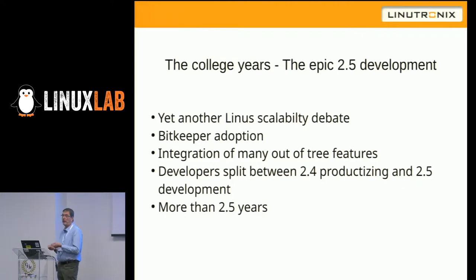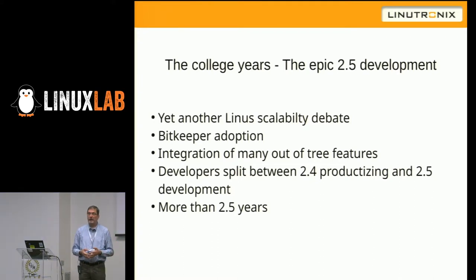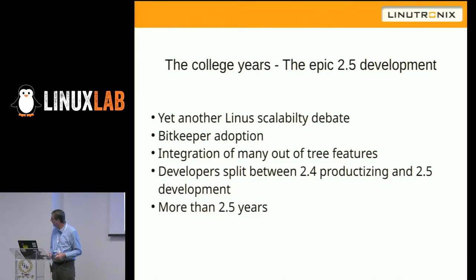Also, the problem was that a lot of the developers were already employed by the distro vendors at that point. So they were only working part-time on 2.5 because they were mostly backporting development stuff from 2.5 into 2.4 kernels. For example, the USB subsystem got completely backported into 2.4 on the enterprise kernels because they needed it there for production. So this was really a lot of friction.